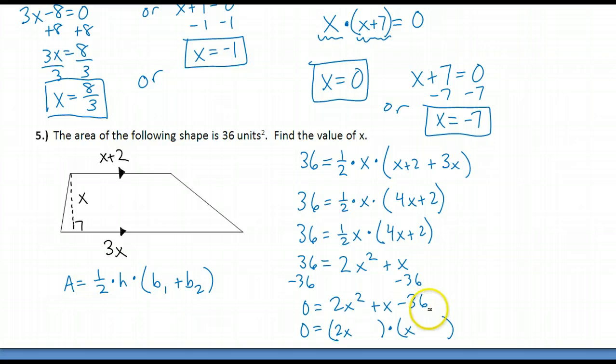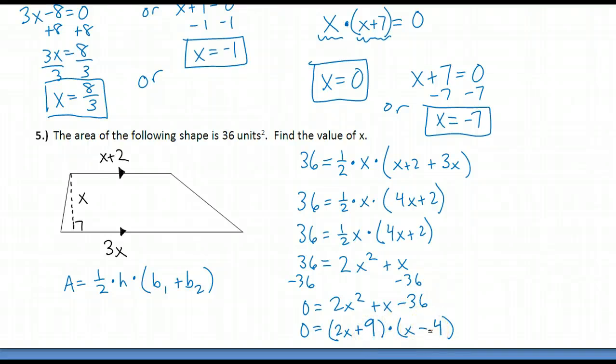Because if I can pair that 4 with this 2, then I'll have 8, and then with this 9, I can make a 1. So I'm going to put the 4 here, and that'll give me 8, and I'm going to put the 9 here, and with an 8 and a 9, I can make 1 for my middle term. And I want this 1 to be positive, so I want my 9 positive, and my 4 to be negative.